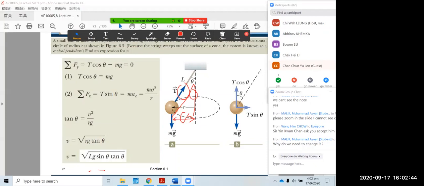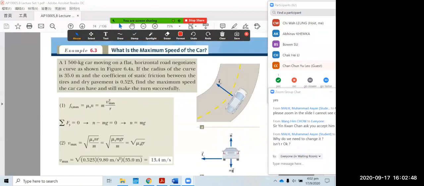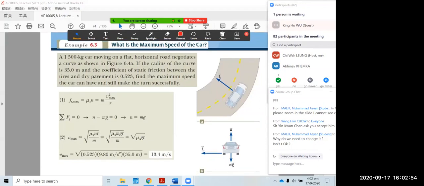Then let's take a look at some other examples. Say here, we try to consider a car taking a turn around a corner. So for the car to take the corner, it has to.